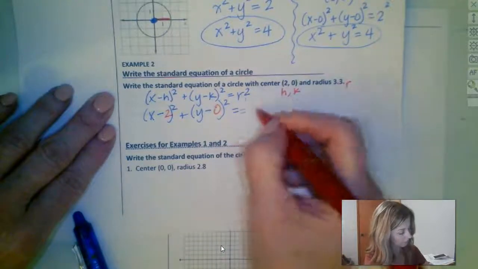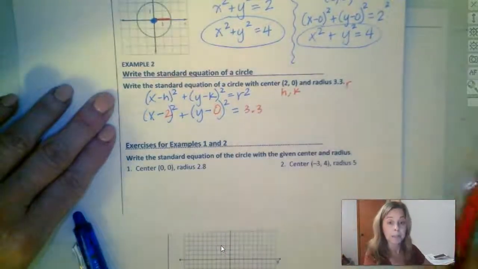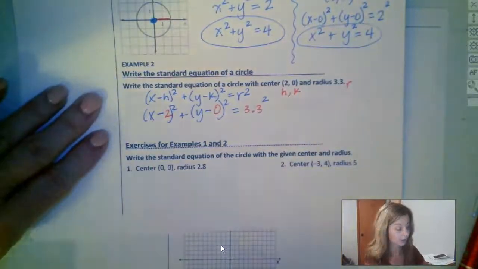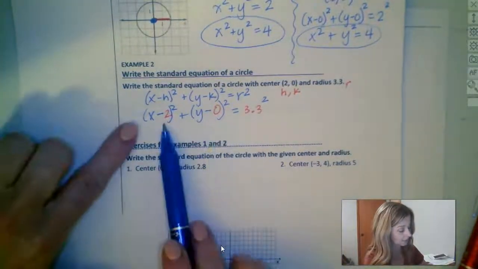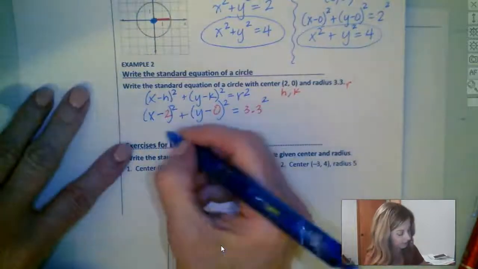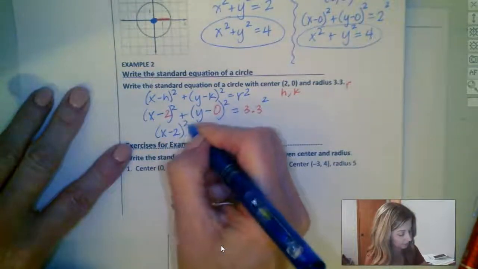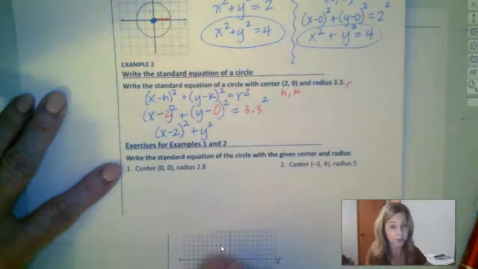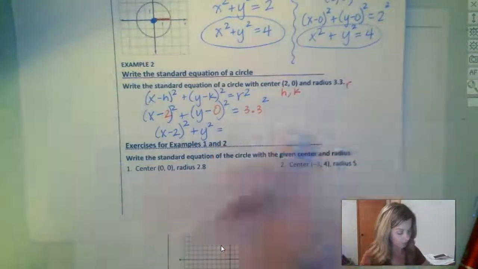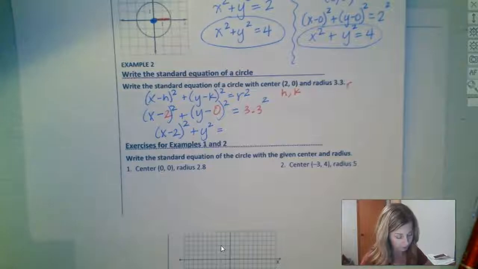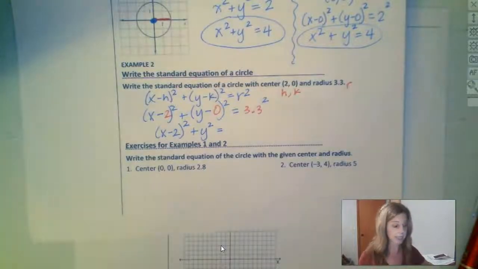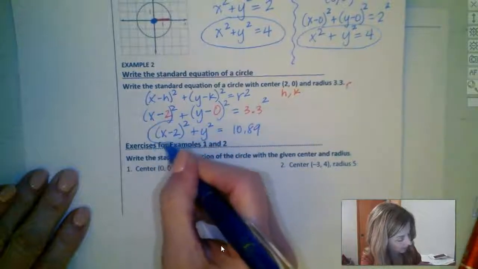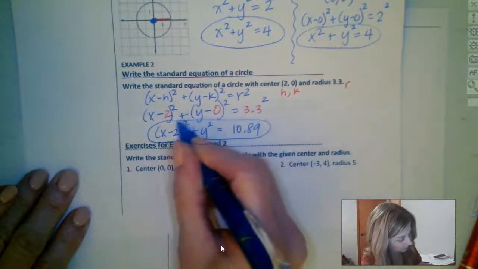equals, now your r is 3.3, but the formula is to square it. So I can't leave it just as 3.3 squared. I actually want to write that out. So I can do a little bit of condensing over here. Can't do anything with the front. It's going to remain as x minus 2 squared. But y minus 0 squared can be just written as y squared. And then 3.3 squared is 10.89. So that is your equation of a circle.